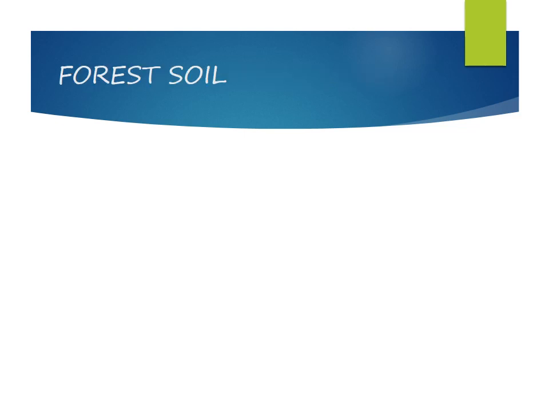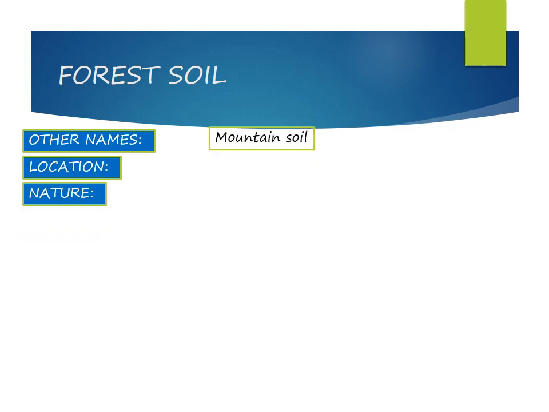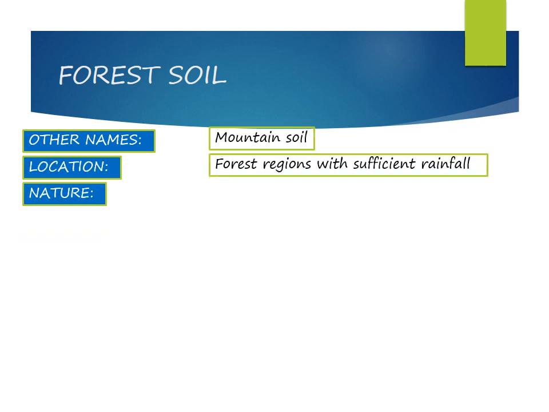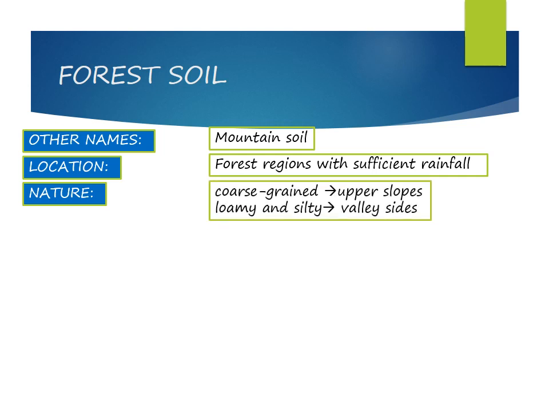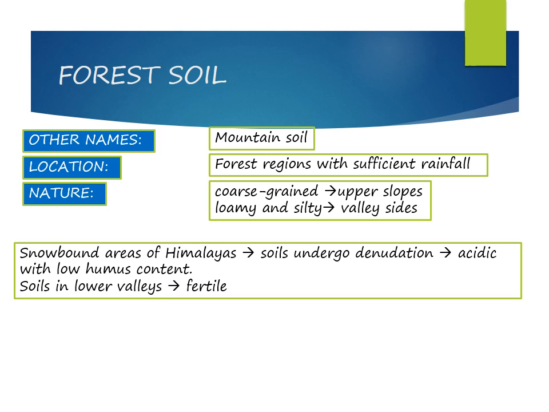Forest soil, also known as mountain soil, and this is found in the forest regions with sufficient rainfall. The coarse grained soil is usually seen in the upper slopes, whereas loamy and silty soil is seen in the valley sides. The snow-bound areas of Himalayas have soils which undergo denudation, and these are acidic with low humus content, whereas soils in the lower valleys are fertile.